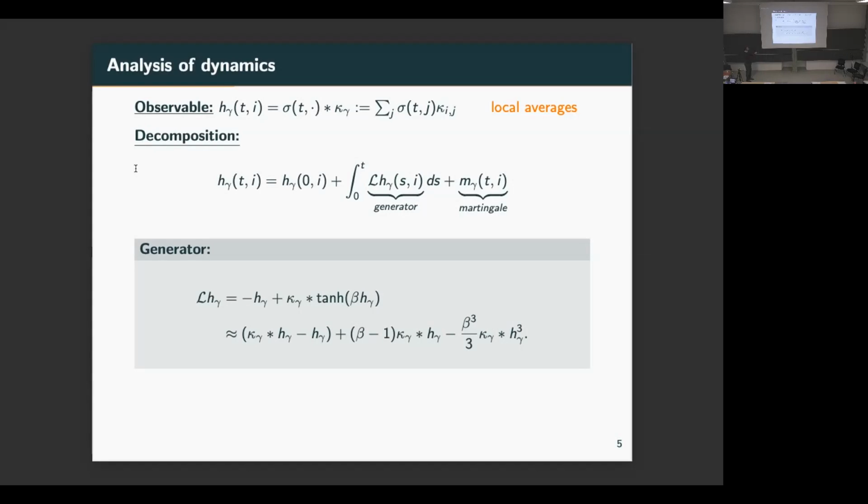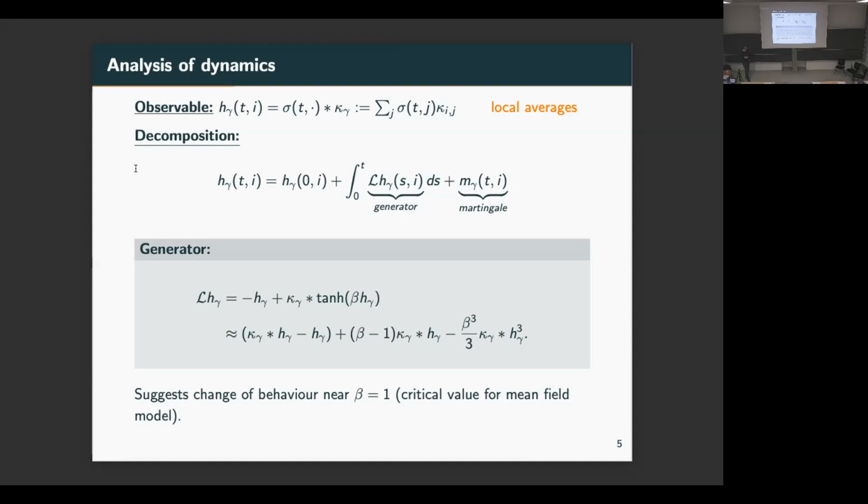It has this form: h minus this local average with kappa of the tanh. Now we expand the tanh, because we would expect h to be typically pretty small. And then you see this thing interacts with this. So think of beta close to 1. Then you have this here, which looks a little bit like a Laplacian, and then you have the correction. At the next order in the Taylor expansion, you have this cube. So this suggests that something interesting may happen close to beta equal to 1, when this is really a Laplacian.